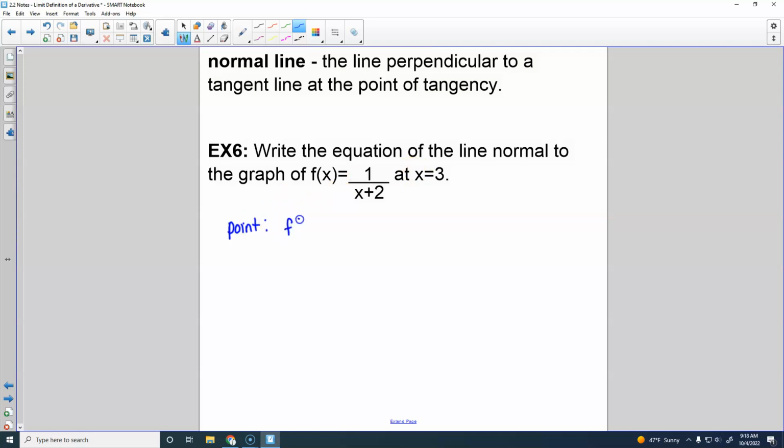So, we're just going to do f of 3, which will give us 1 over 3 plus 2, which is 1/5. So we know our point is (3, 1/5).